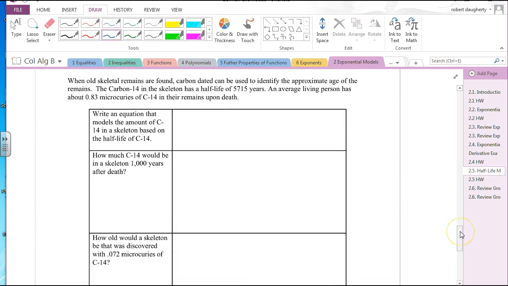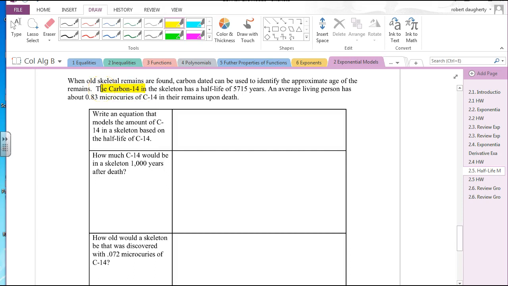Let's look at another example. This is a very common example with half-life as well. If you ever hear that they found a skeleton and based on carbon dating, they estimate the skeleton was 80,000 years old, there are elements in the skeleton that take a long time to decay. And one of these is carbon-14, okay?